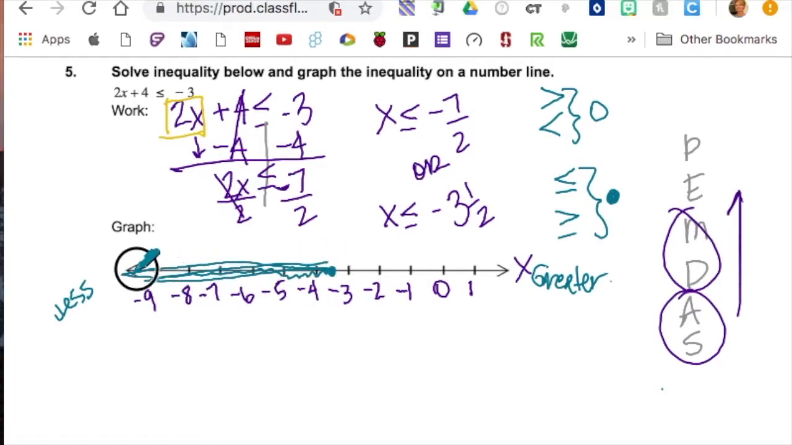And I could test a point if I wanted to make sure that this works out. If I said negative 6, is negative 6 less than or equal to negative 3.5? I could say yes. If I said 0, is 0 less than or equal to negative 3.5? I would say no. So I make sure I shade in the correct direction.